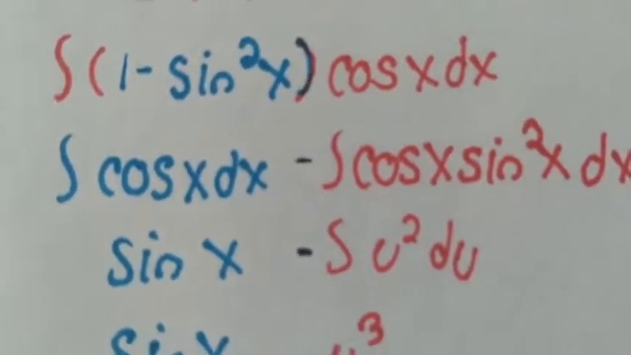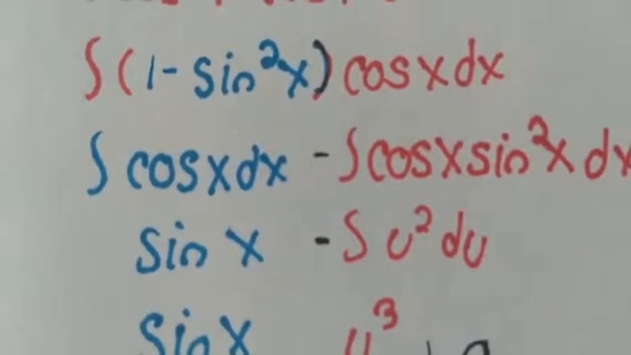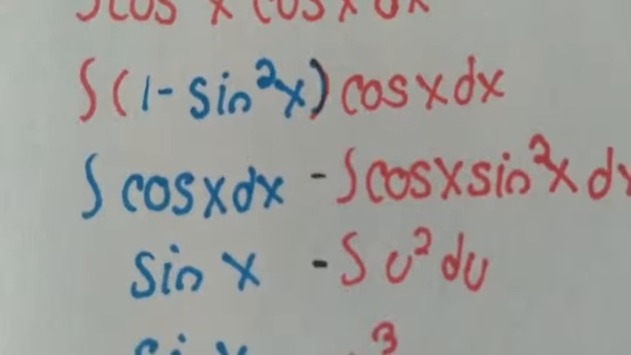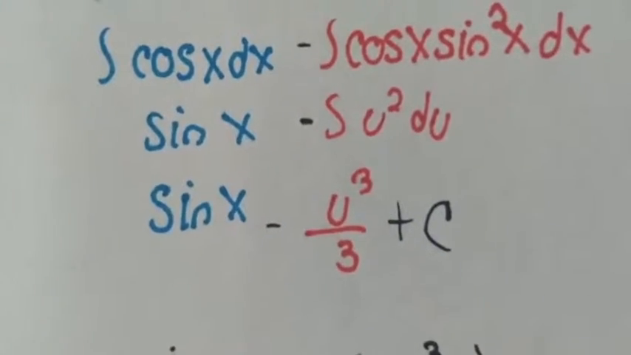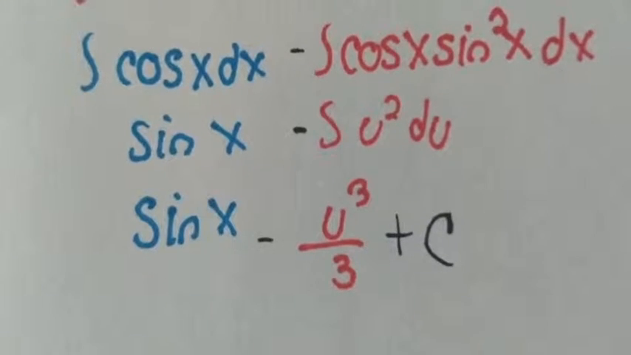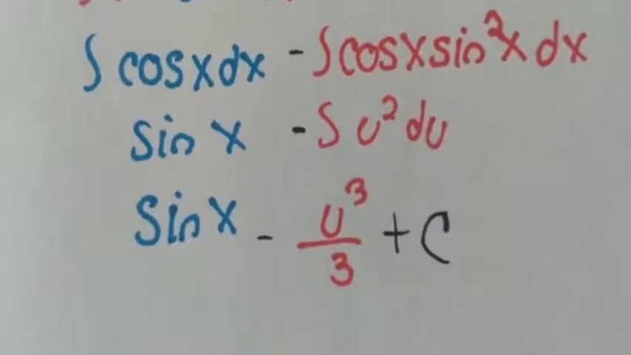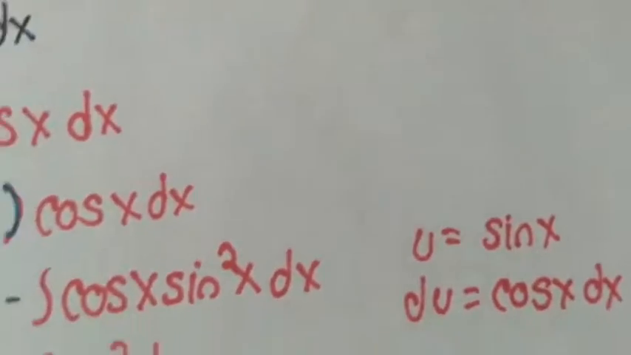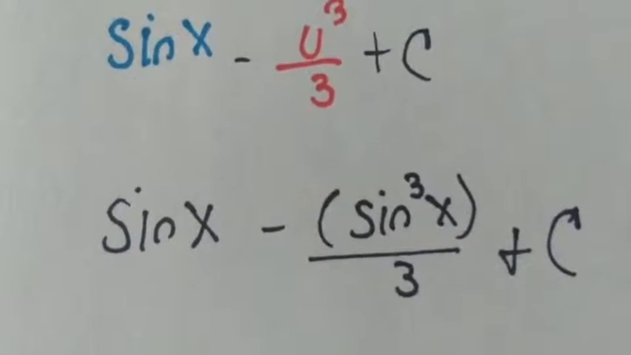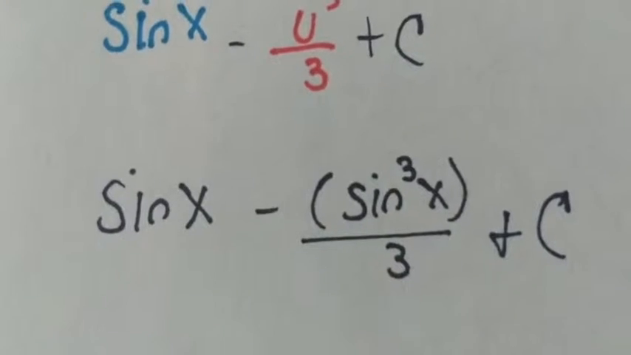Proceeding with the other part, the integral of cosine of x times dx would be equal to sine of x. So it would be a subtraction between these two parts. Later, you know that it would be sine of x minus u to the cube over 3 plus c, by the integral of u to the square du. Substituting u with the real u, which is sine of x, the result would give us sine of x minus sine to the cube of x over 3 plus c.